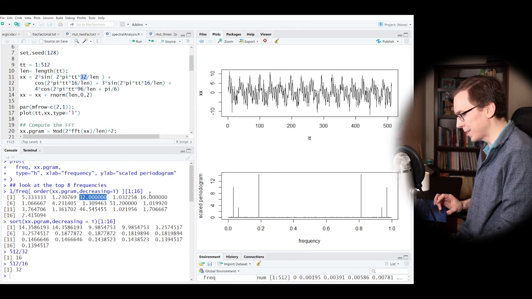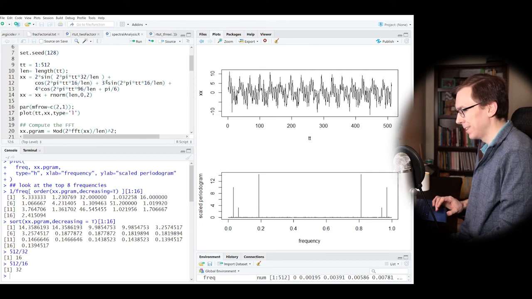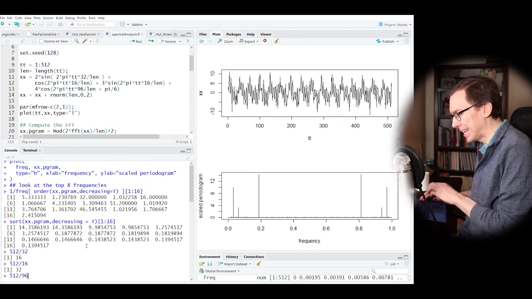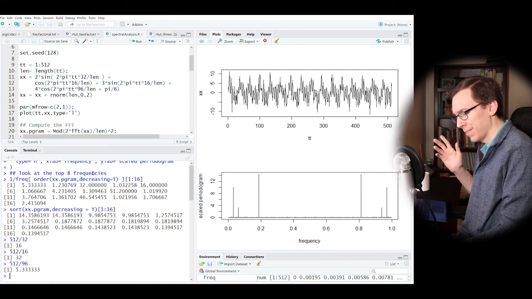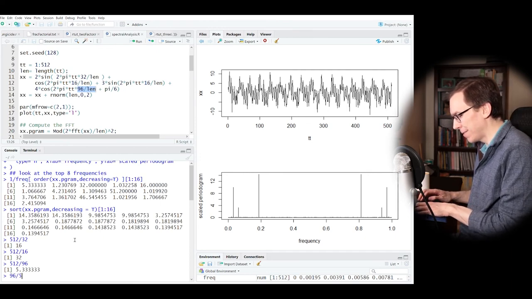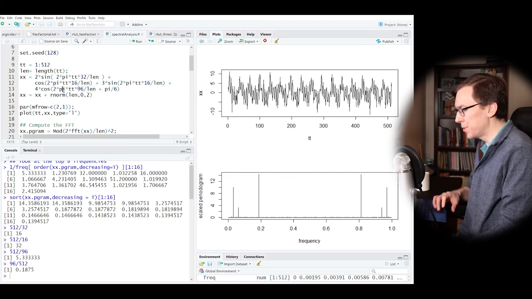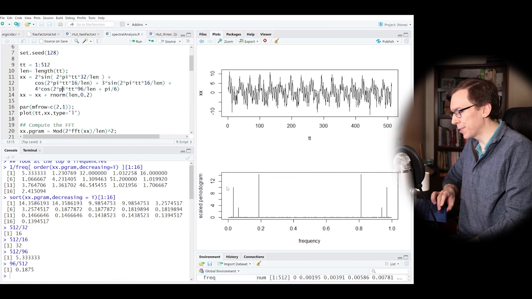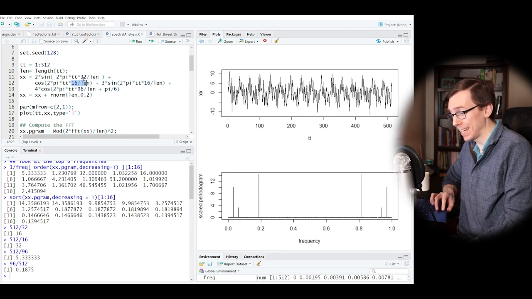And notice that 32 is a stronger signal than 16. I had a 3 and a 1 here versus a 2, so I have a slightly stronger signal there. But then the strongest signal seems to be coming from 5 1/3, which just so happens to be 512 divided by 96. That's the cycle length corresponding to the frequency of 96 divided by 512. So these three spikes correspond to the three frequencies that are present in my periodic process.